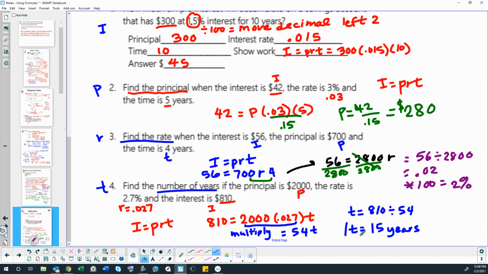So when you're finding the interest, all you do is multiply the numbers together. When you're finding the principal or the rate or the time, you have to multiply the two numbers that they give you and then divide it from the interest to find the other number that you're missing. So 4 different types of problems that we can do with one formula. They're all very related, right?